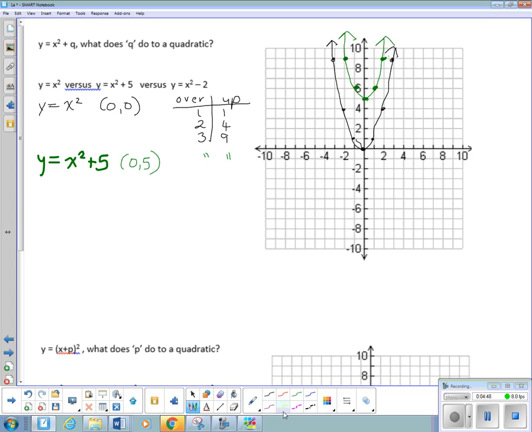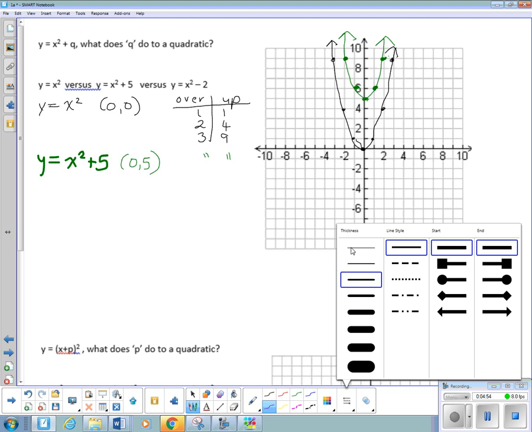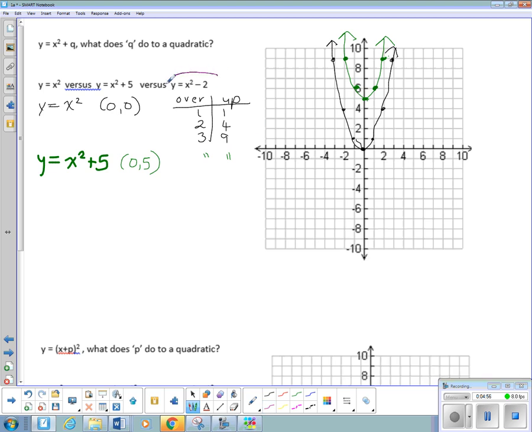Now, what do you think would happen if we look at this one? So if I look at y equals x squared minus 2, again, you can see that the parent is right here, y equals x squared, but this time everything is going down 2, so it's minus 2. So my vertex then would be at 0, negative 2, and instead of actually moving everyone down 2, I'm just going to use the step pattern.